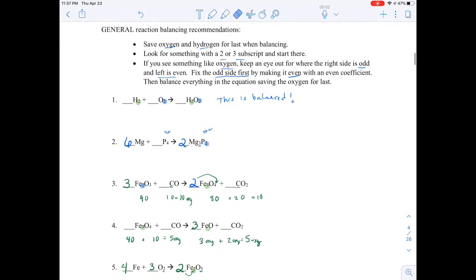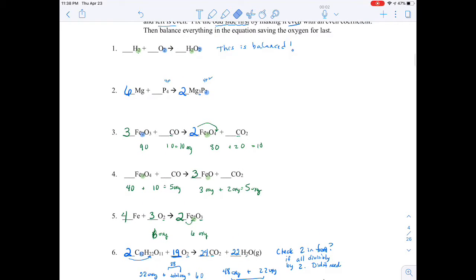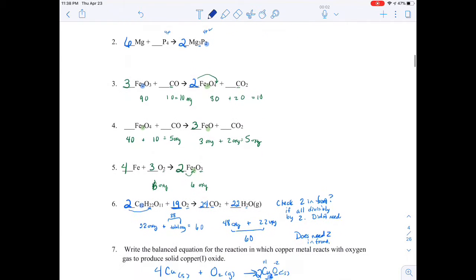Now, these were more practice problems for balancing. You'll notice that a lot of times what I'll do is I'll look for something that is not 1, basically is what I'm looking for, something that's not 1, and then I check it, and we have the answer. I'm going to keep on going.